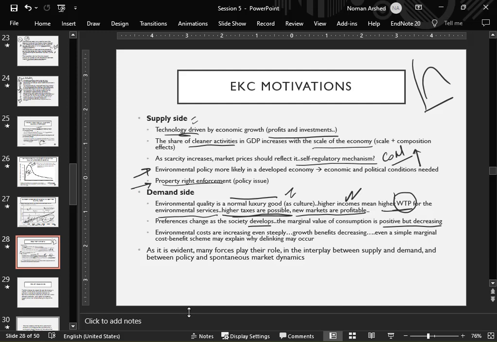Environmental costs are increasing even more steeply. Growth benefits are decreasing. Even a simple marginal cost benefit scheme may explain why delinking may occur. So it is saying that we need to find ways to reduce the environmental cost. As is evident, many forces play their role in the interplay between supply and demand and between the policy and spontaneous market dynamics. So theoretically it could be possible that we can increase our income in the form of GDP and reduce the CO2 eventually after a certain level of income that we achieve.